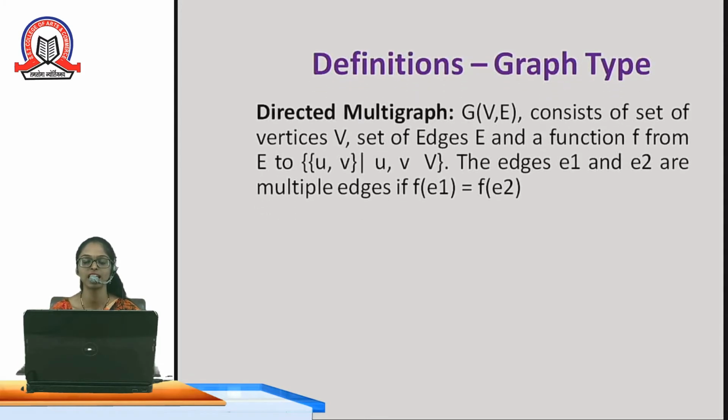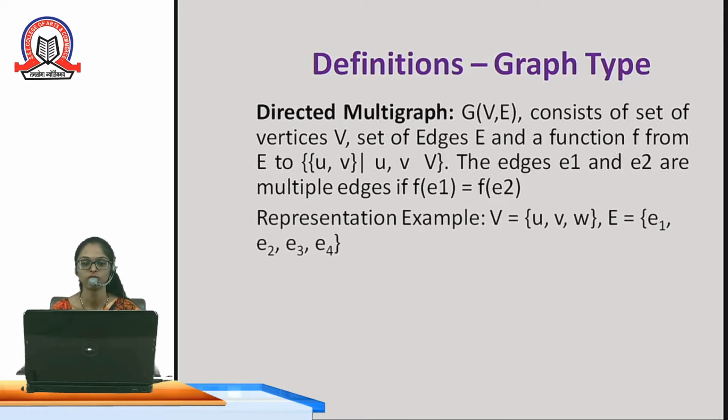Now the next one is directed multigraph. First we saw multigraph, then the second one is directed graph. Now this is a combined graph, the directed multigraph, where directions and also multiple edges are allowed. For example, take three vertices U, V and W. Connect U and V using a direction, therefore it is directed. Again U and V are connected by a direction.